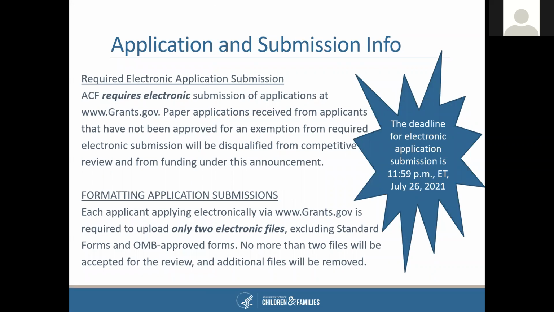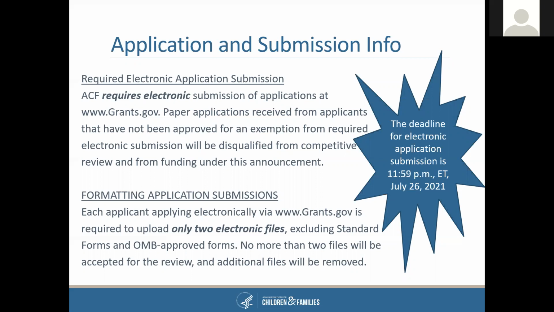So how do eligible entities apply for this grant? Well, ACF requires electronic submission of applications at www.grants.gov. And please note that paper applications received by OCS that have not had a written exemption from ACF will not be considered for funding.